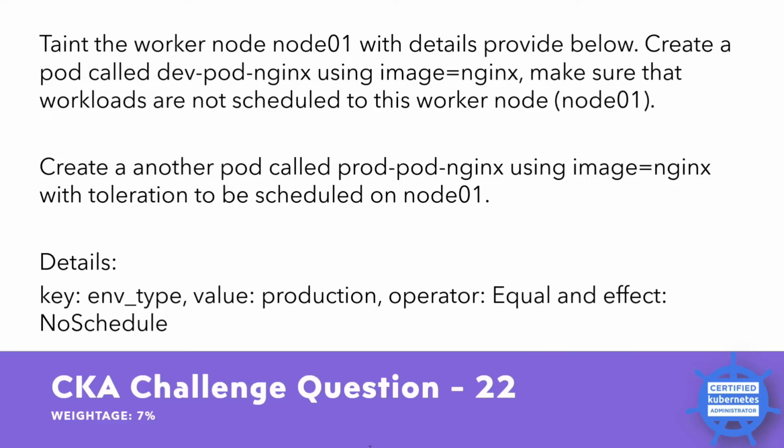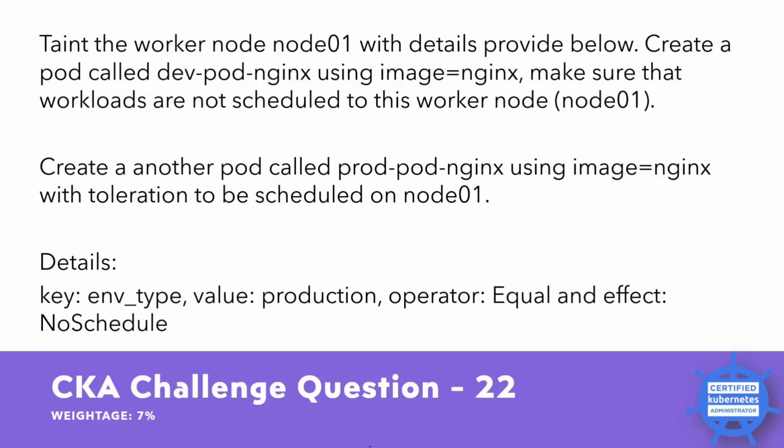The second task involves creating two pods using the nginx image. The first pod called dev-pod-nginx should not be scheduled to node01 because it does not have a toleration for the taint. The second pod called prod-pod-nginx should have a toleration that matches the taint on node01, allowing it to be scheduled to that node.